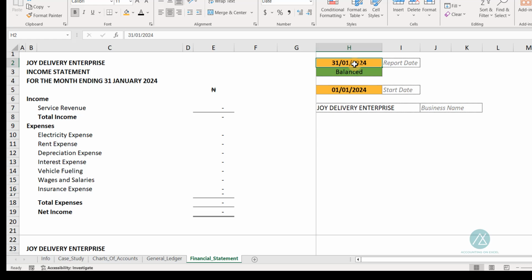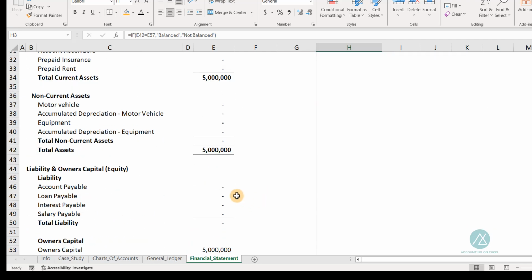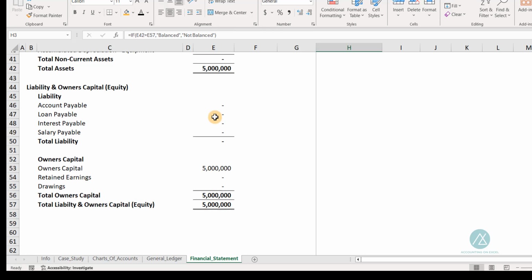Now, what reports do you want to generate? Which date report? If you want to generate a report for January, mind you, for financial statements we are saying for the month ending, so you put the last day of the month. Like now, for a January report, you put the last day of January. This particular cell here that you're seeing, balance, is an accuracy check. It checks to be sure that your balance sheet is balanced. As you can see, the balance sheet is balanced.